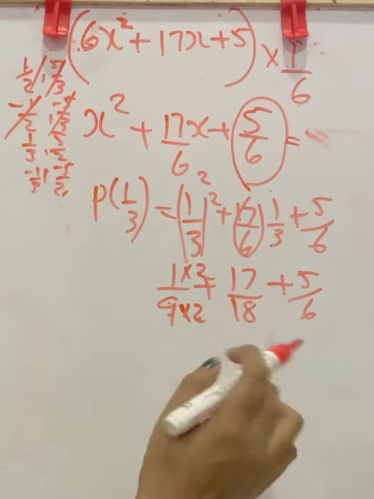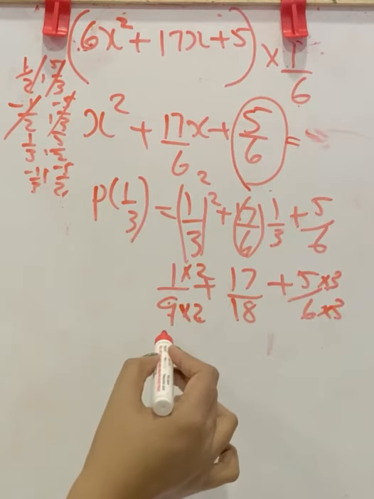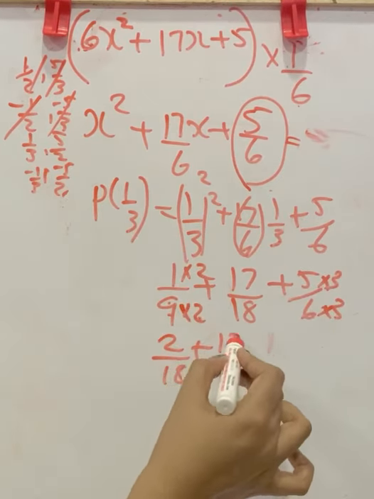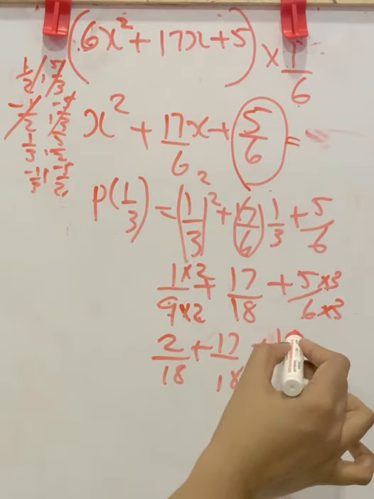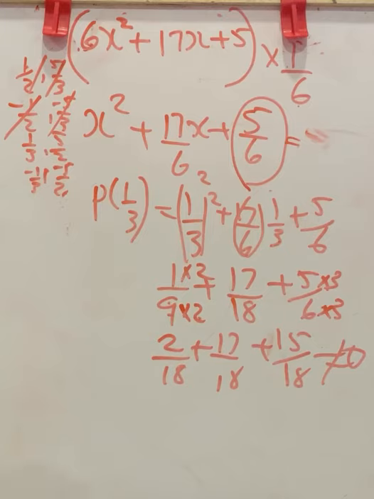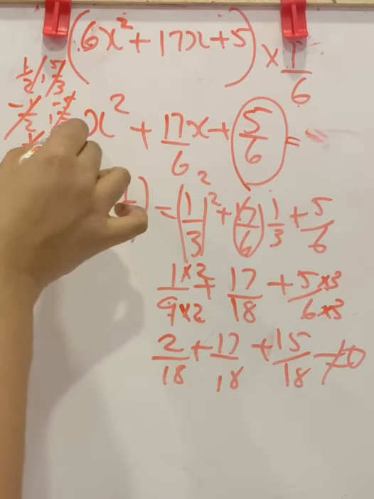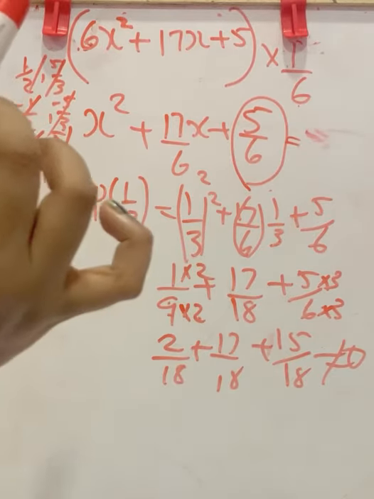Here we don't want to change because it's already 18. Here it is multiplied by 3, here also by 3. So this becomes 2 by 18 plus 17 by 18 plus 15 by 18. This is not equal to 0, so this is not a factor. So we can cancel this. Then the pair along with it will also get cancelled because it is not equal to 0.